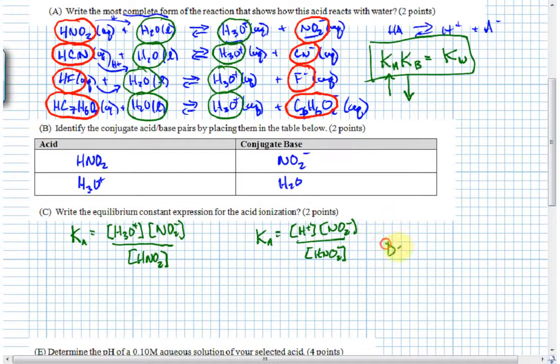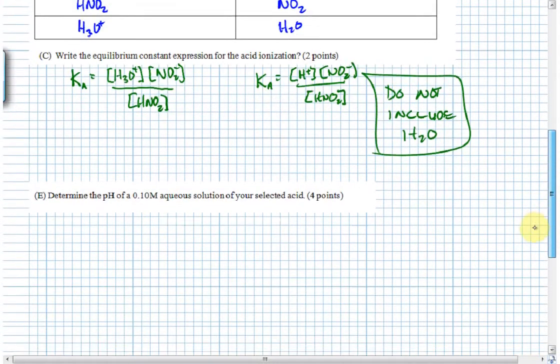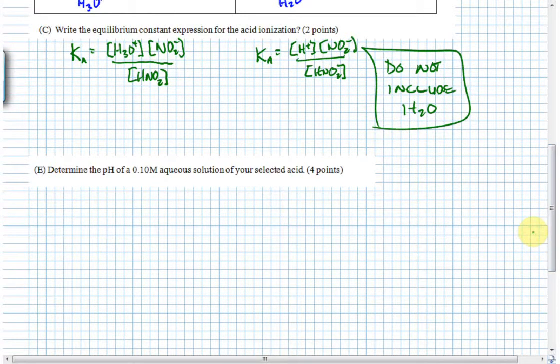Do not include H2O. Common mistake. You can almost make a good solid bet that you'll be asked to write an equilibrium expression on the AP Chem exam. Don't blow it.